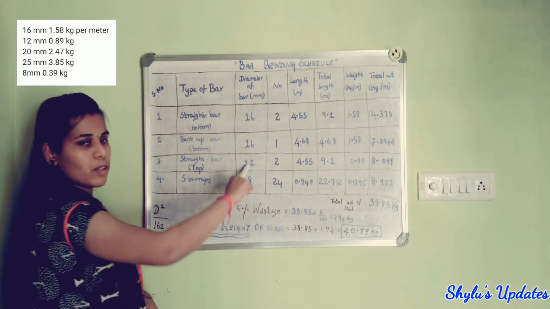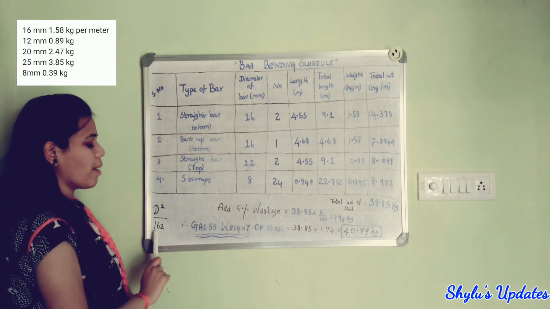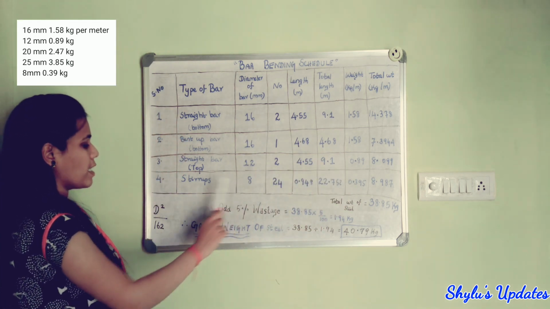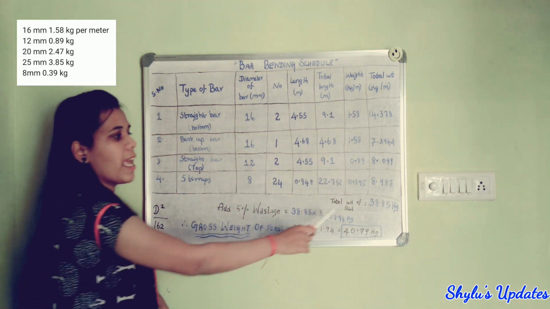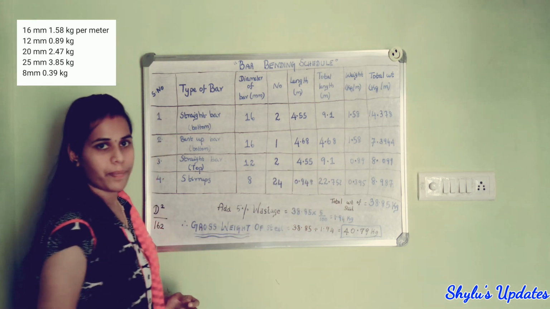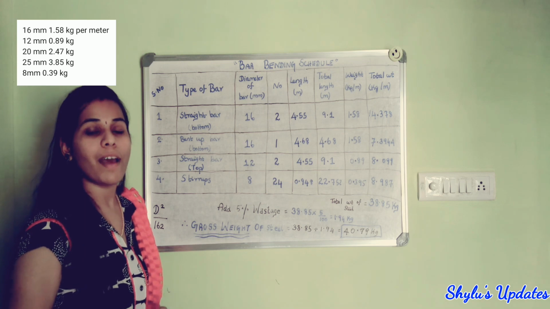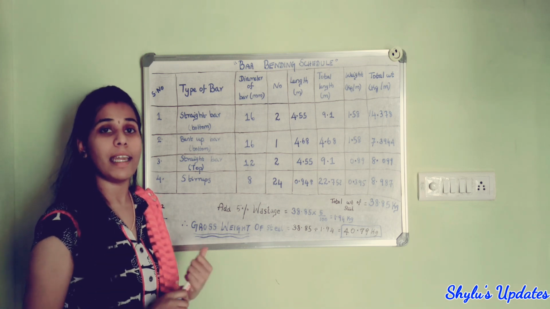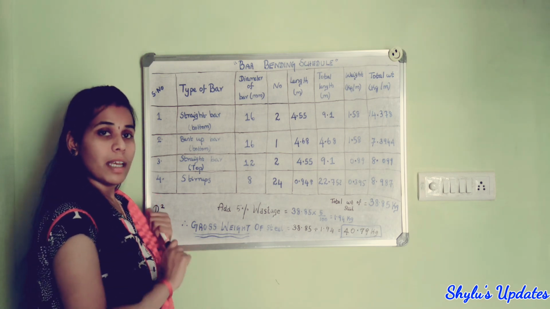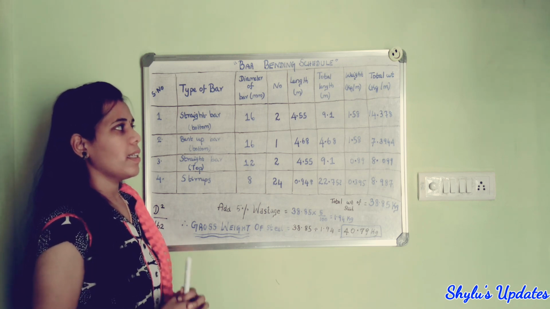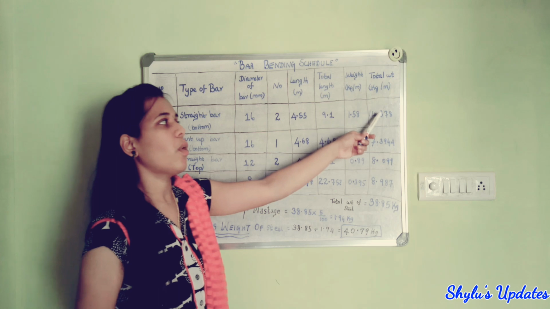Similarly, 12, isn't it? So, here also, 12 square divided by 162, we get the answer 0.89. Then, 8 square divided by 162, we get the answer 0.395. Okay? So, this is the weight of steel bar for 1 meter. For 1 meter, d square divided by 162, d is the diameter of steel bar. Don't forget.